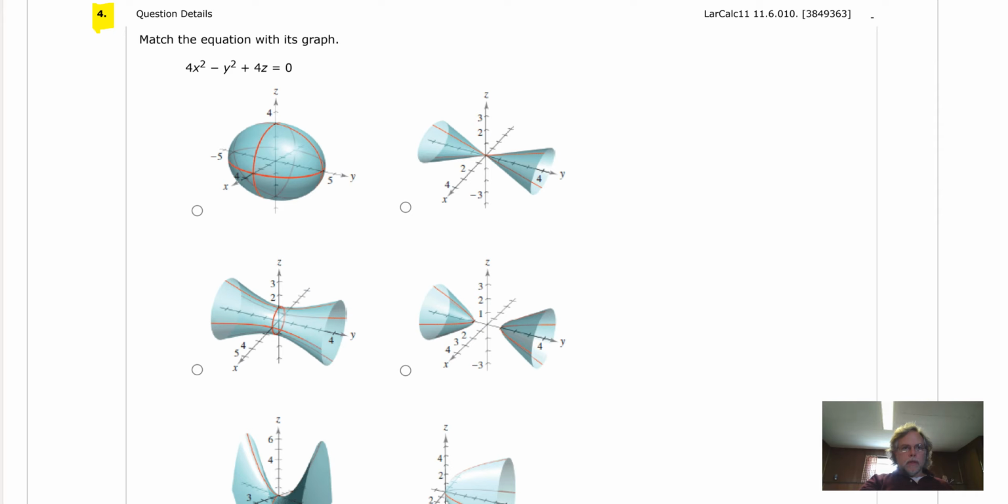All right, this is question 4. 4x squared minus y squared plus 4z equals 0. So actually the first thing you want to look for in these, matching these equations with their graphs, is one of the variables not squared? Because that's two different cases in the table of 6 types of surfaces. And in that situation, when one of the variables is not squared, what you want to do is solve the equation for that variable. So let's solve this one for z.